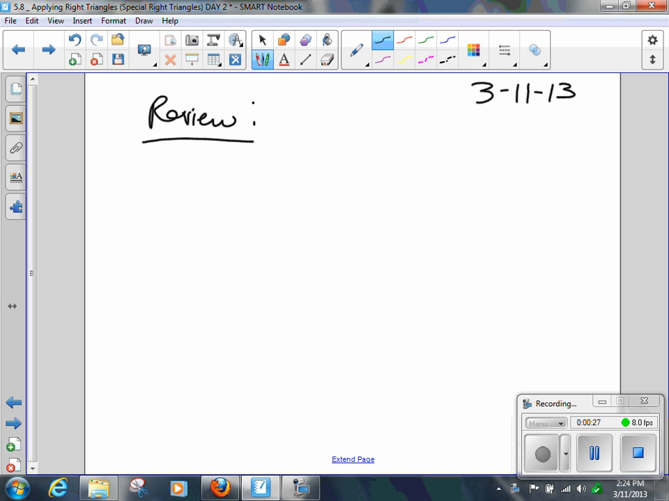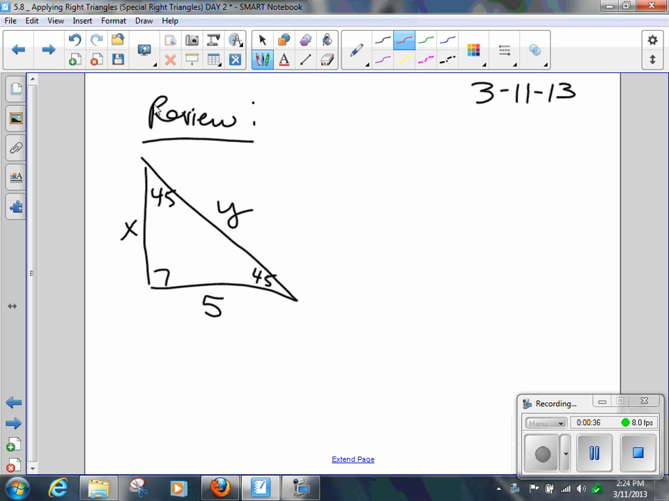Here we go. We can make this very simple. This is what we start with, okay? What kind of special right triangle is this? It's a 45, 45, 90. How do you know? Because it has two 45s. All right, so what do you know? What kind of right triangle is this? It is a 45, 45, 90, but it's a special right triangle.